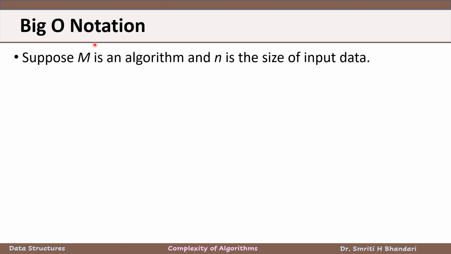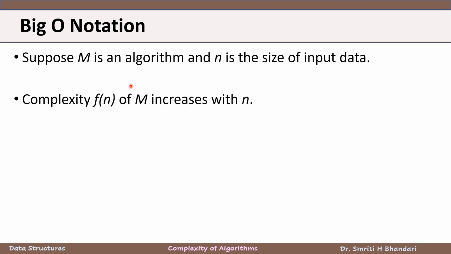One way to denote the complexity of an algorithm is using Big O notation. Though there are several such notations available in algorithm theory, we are going to look at only Big O notation in this course, right? Suppose M is an algorithm and n is the size of input data. Then the complexity f of n of the algorithm increases with the number of elements n. So if n increases, then complexity f of n also increases, right?